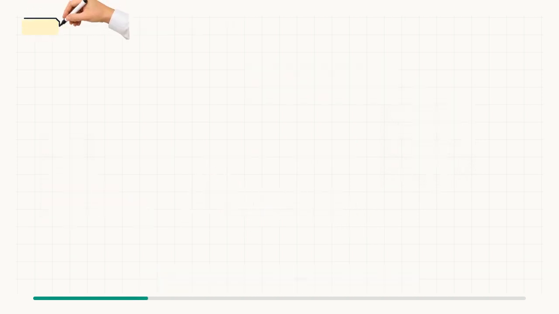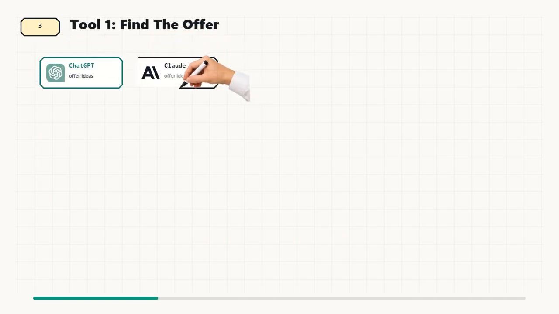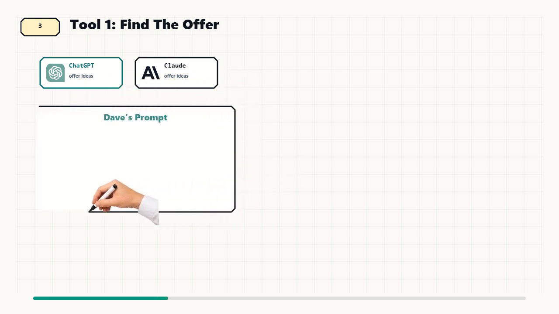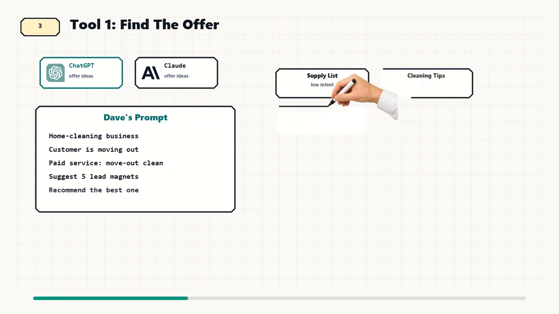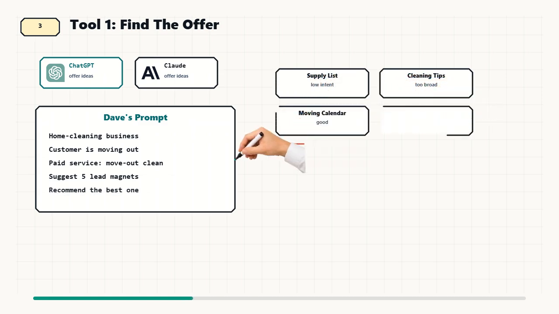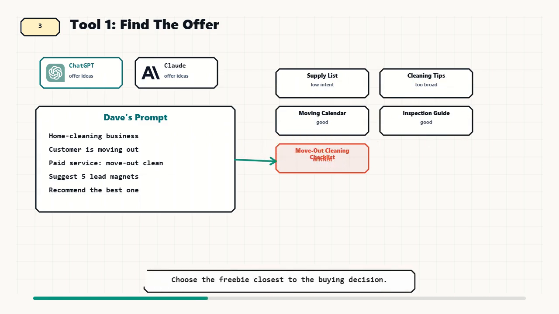Tool 1 is ChatGPT or Claude. Dave uses AI to choose the right free offer. He types, "I own a home cleaning business. My customer is moving out. My paid service is move out cleaning. Suggest 5 lead magnet ideas, explain why each one works, and recommend the best one." AI gives him options, but one wins. Move out cleaning checklist. That is close to the buying decision because Maya needs it before inspection day.